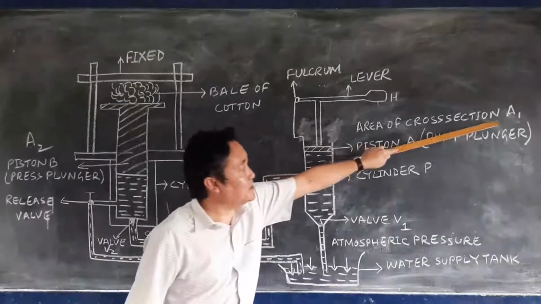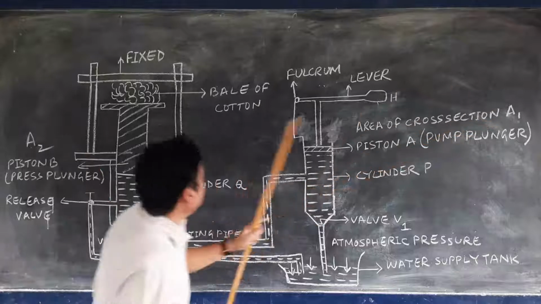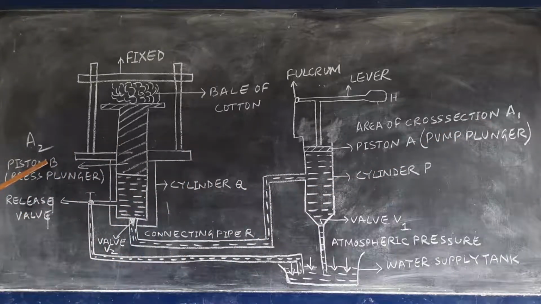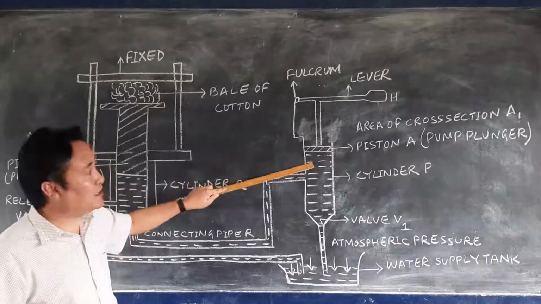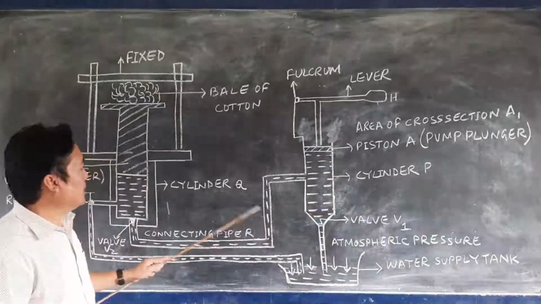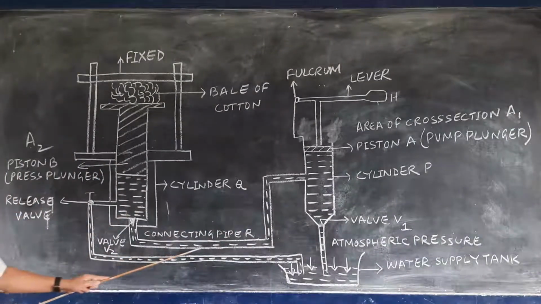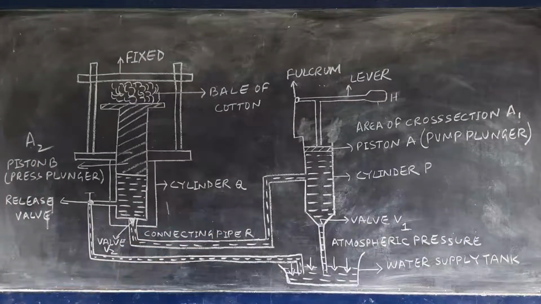Let us consider the cross-sectional area of piston A to be A1, and the cross-sectional area of piston B to be A2. A2 is larger, and the cylinder Q is also larger, while piston A and its cylinder are smaller. These two cylinders are connected with a connecting pipe.